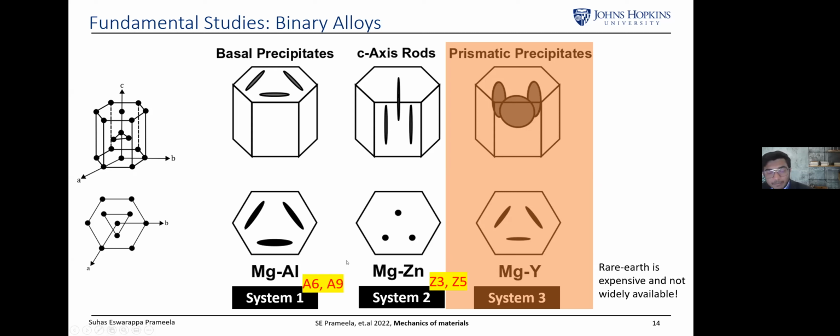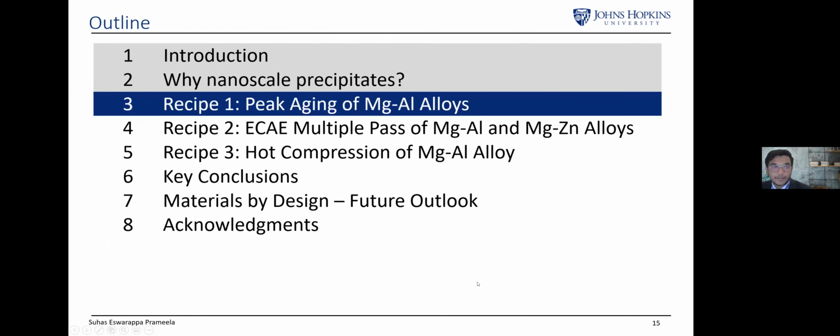Okay, and in particular, I'm going to refer to some of these alloys through these shortcut names. So when I say A6, what it really means is there's 6% aluminum in the magnesium, A9 is 9% aluminum in the magnesium, and Z3 means 3% zinc in magnesium, and so on and so forth, right? So these are some specific binary alloy chemistries that we have picked, right?